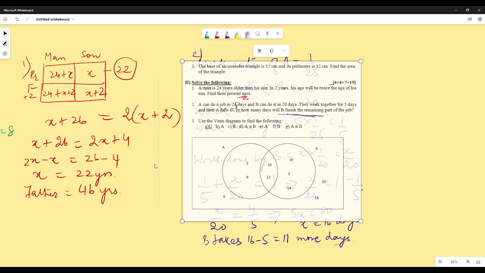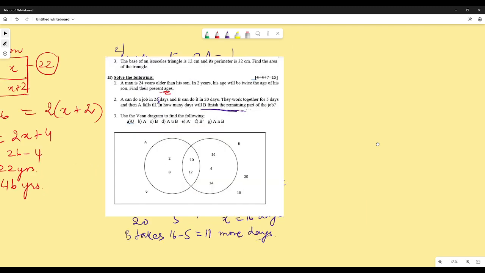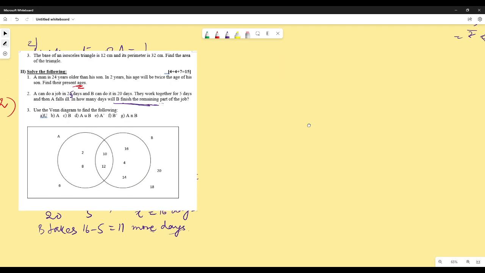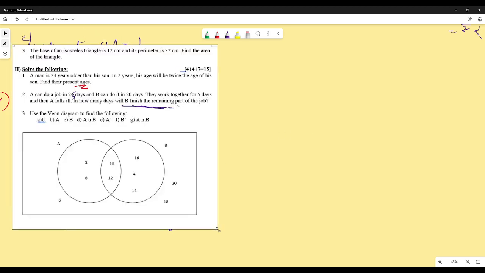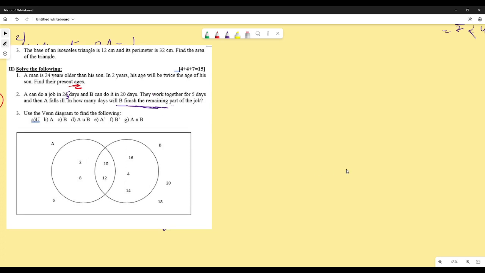Alright. Now let us move on to this part, which is related to sets. Okay, so use the Venn diagram to find the following. So this should be the simplest of all. So let me just tell it to you from over here.